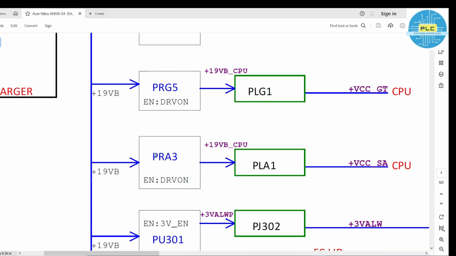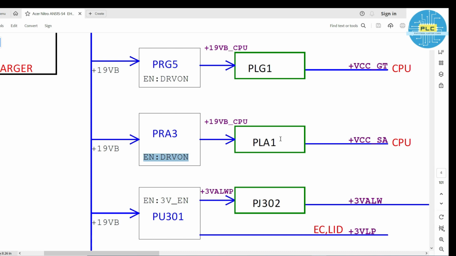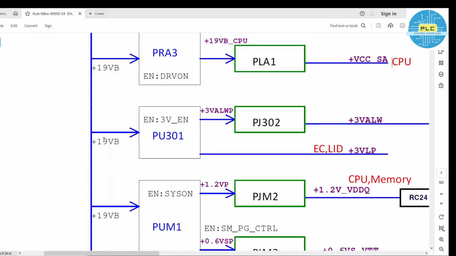Got my point? Next, the same charging IC has given the 19 volts output. Again it has given to a circuit. Again it has taken an enable signal. It has given PLA. The result is plus VCC SA. And again the same charging IC has given to this circuit.